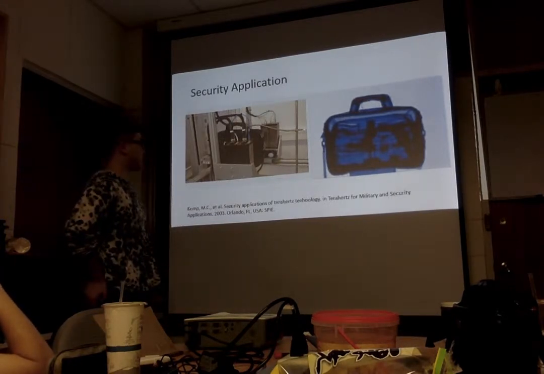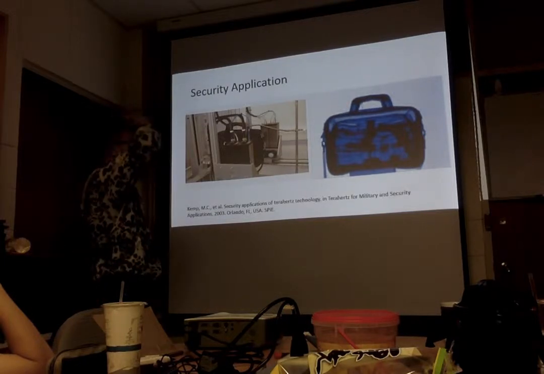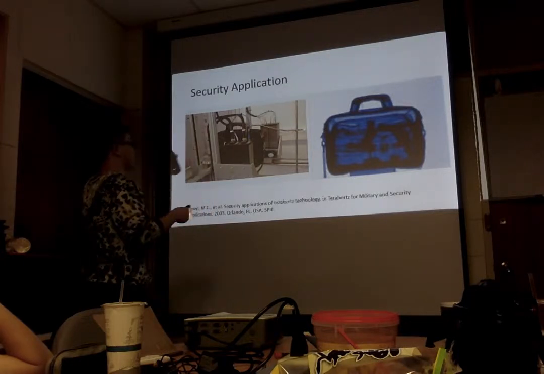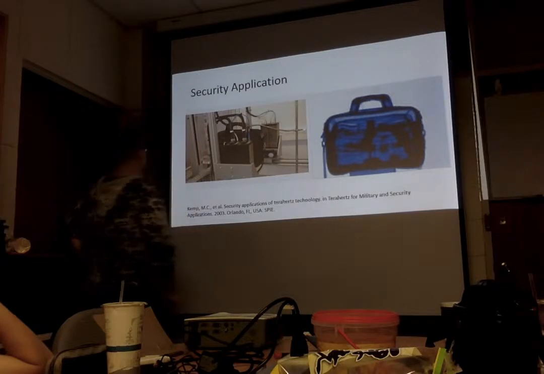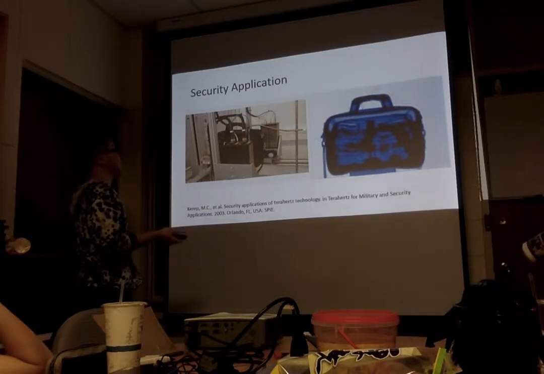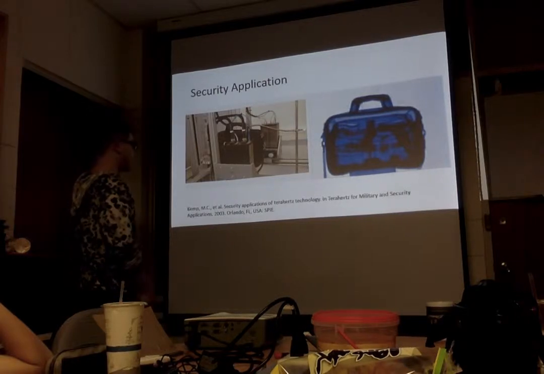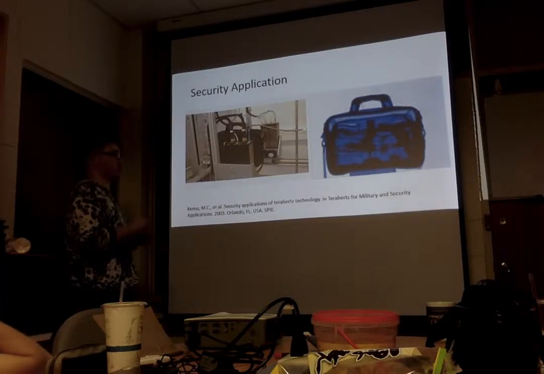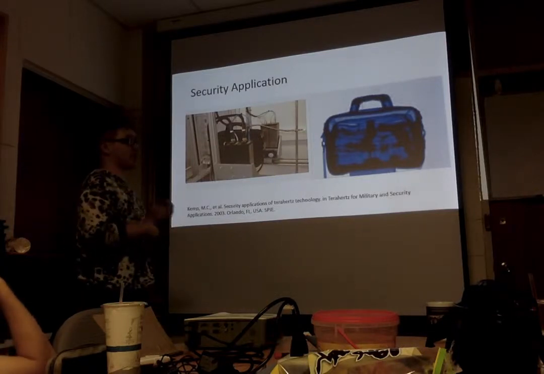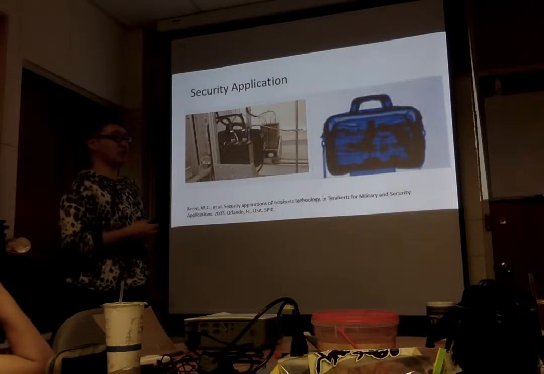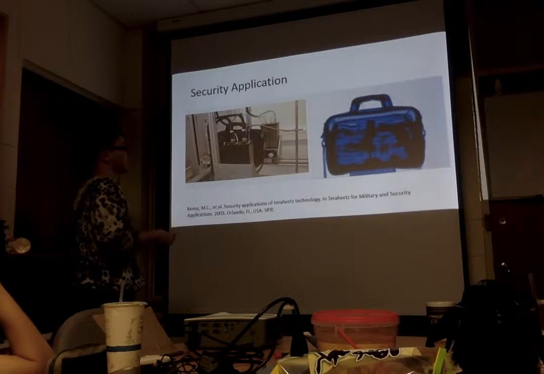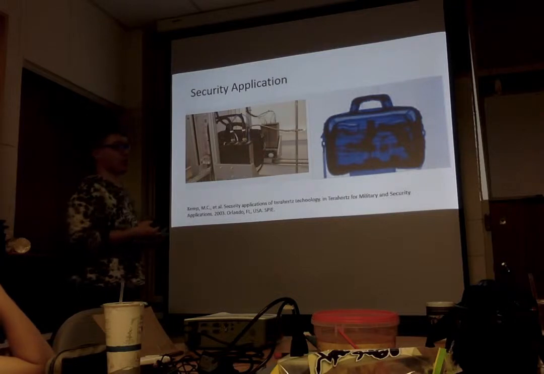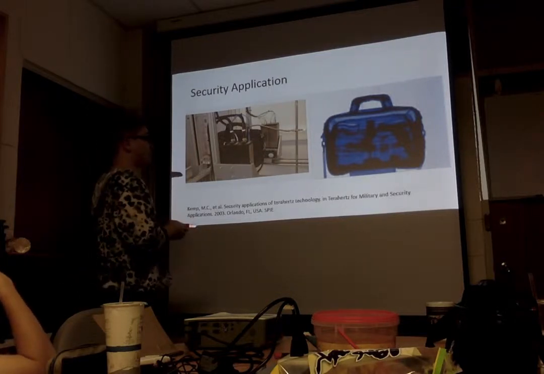I talked about many algorithms, and finally we have to apply them in our life. So application is very important, and I list some applications. The first one is security. We all know that security is very important in our life. Maybe in a bag, in a mailbox, or in a suitcase, some people put dangerous things like explosives or illegal drugs.